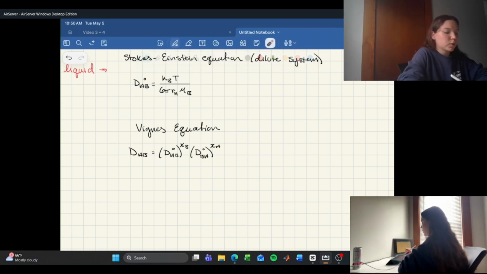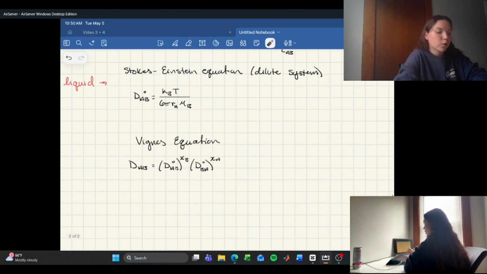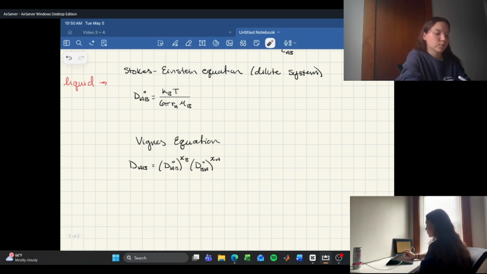So for the most part, these infinite dilution coefficients are known. So raising them to the mole fraction of each component will give you a good estimate for the diffusion coefficient, which can be plugged into this original Stokes-Einstein equation to solve for variables like the radius or the viscosity.